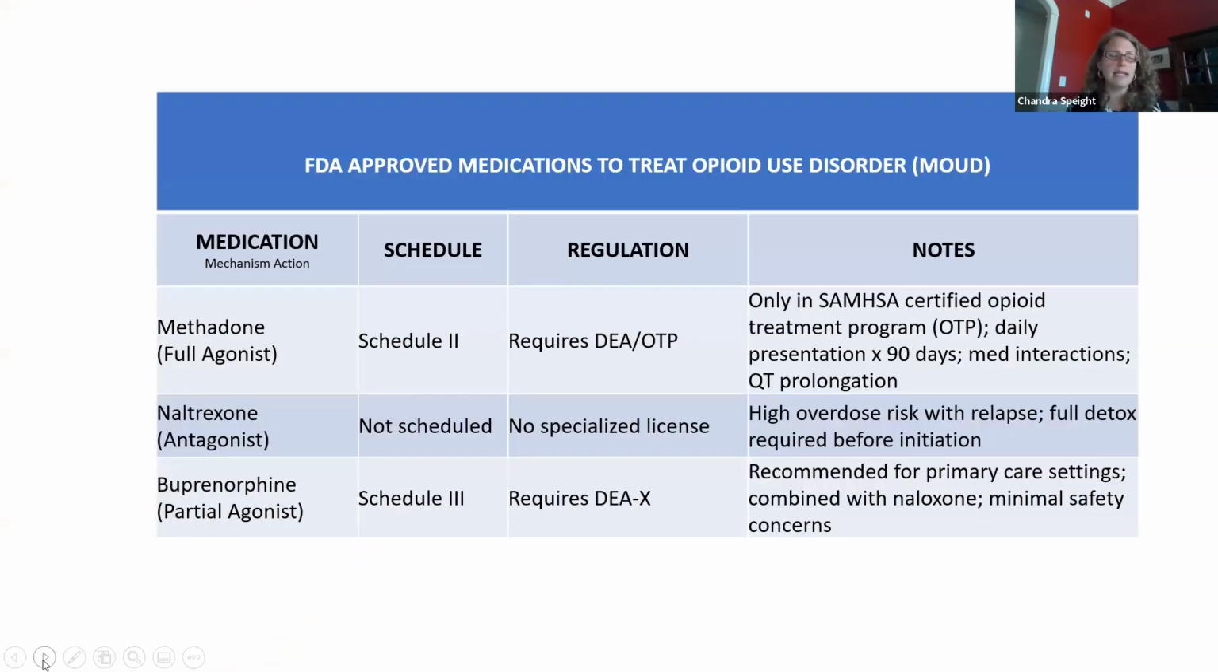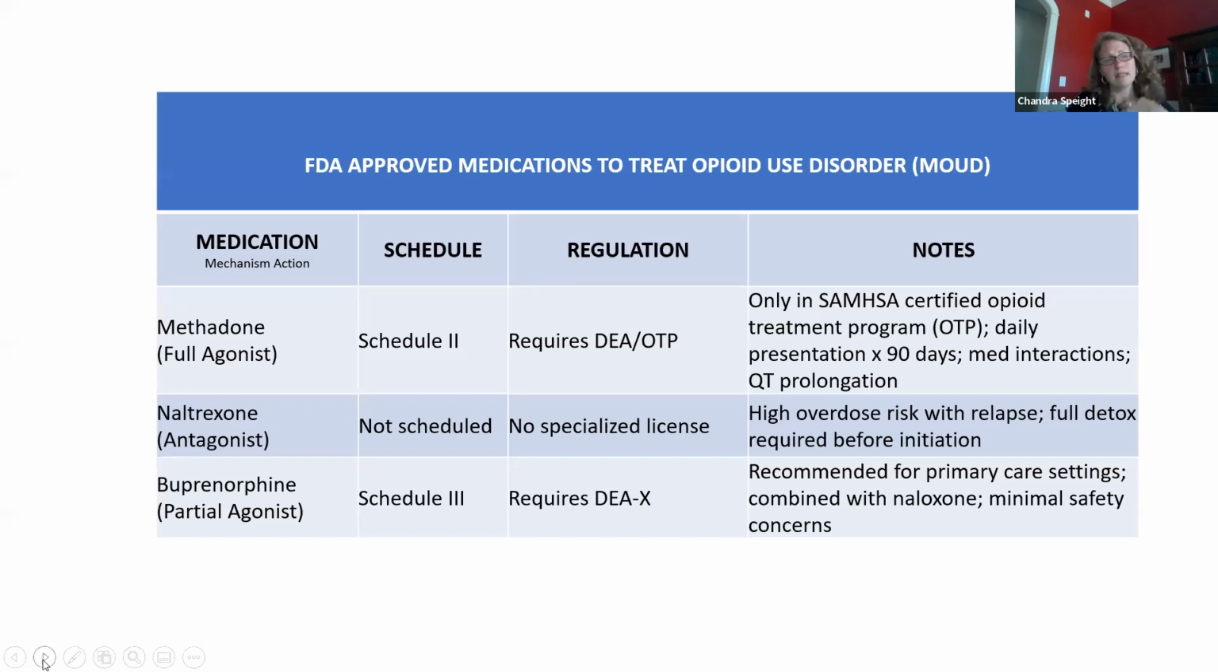So just a few things about each of these medications before I talk more in depth about buprenorphine and how to become eligible first to prescribe buprenorphine. But methadone certainly has been around for many, many years. People are very familiar with it. It's a Schedule II medication. It's a full agonist. You have to have a DEA license to prescribe methadone, but it can only be prescribed in opioid treatment programs, SAMHSA certified opioid treatment programs.